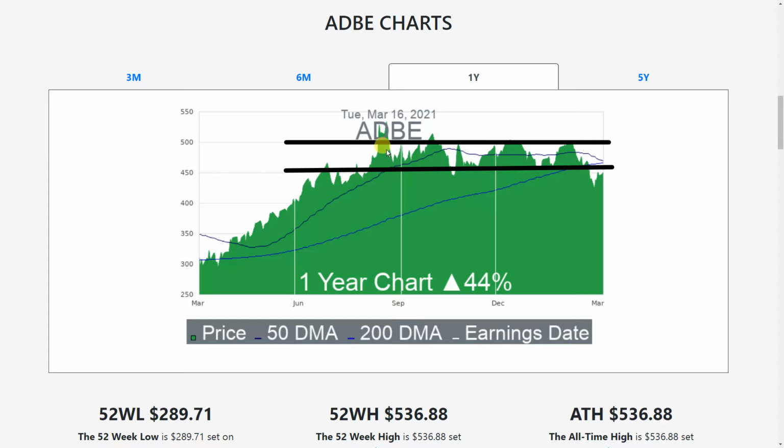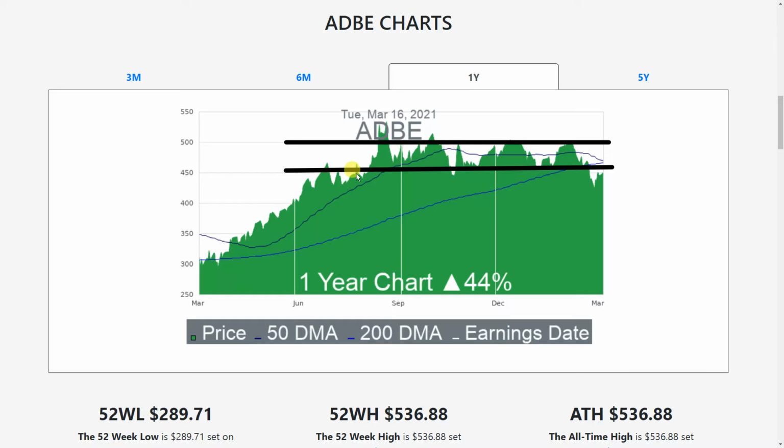For the last 6 months or so, this stock has been in what they call a trading range. And this bottom line is called a support line. And this top line is called a resistance line. And I didn't draw them perfectly, but I hope you get the idea.